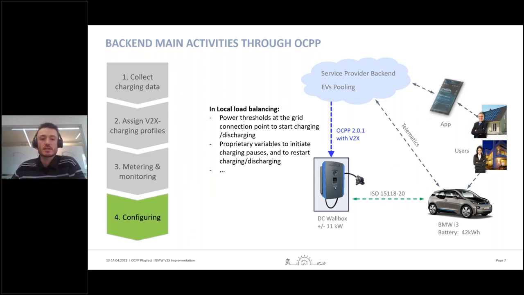And last but not least, the wallbox has the possibility to be configured through the backend. Here for the vehicle to home use case in the local load balancing mode, the backend could configure the power threshold at the grid connection point from which the wallbox will start to charge and discharge the vehicle. And some other proprietary variables, for example, for the pause mechanism that will allow the vehicle to sleep if no activity is needed.